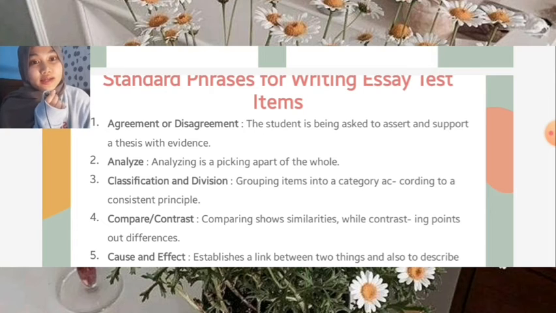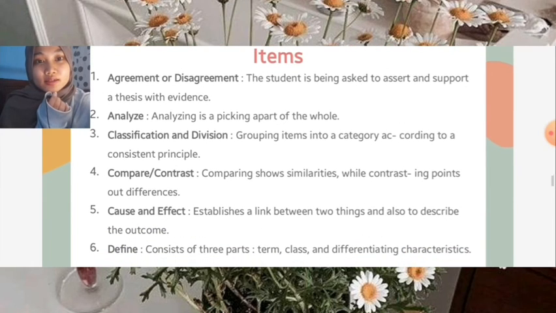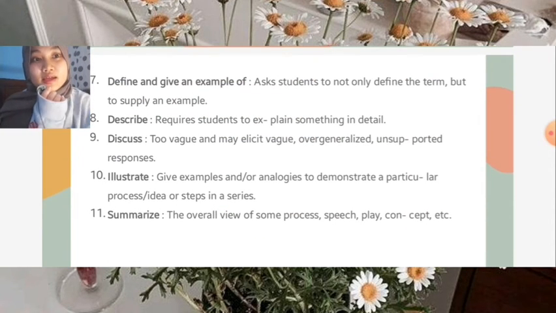And the next, cause and effect. It means to establish a link between two things and also to describe the outcome. The next, define. It means the answer consists of three parts such as term, class, and differentiating characteristic. And the seventh, define and give an example of. Ask students to not only define the term but to supply an example.